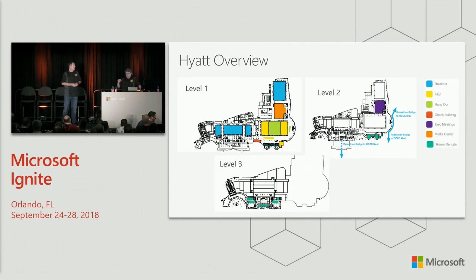Now, I want to throw the Hyatt map in here, even though you're more than likely going to be spending the bulk of your time inside the West Hall. In the Hyatt overview, you've got breakouts in light blue. Those are the breakout areas on level 1, which is primarily what's of interest to the folks in this room. There's a little bit of a hangout there too, and some food and beverages in green and yellow, so that's kind of cool. But the rest are executive meetings, media centers, and things like that, so you're probably not going to be inside those areas.